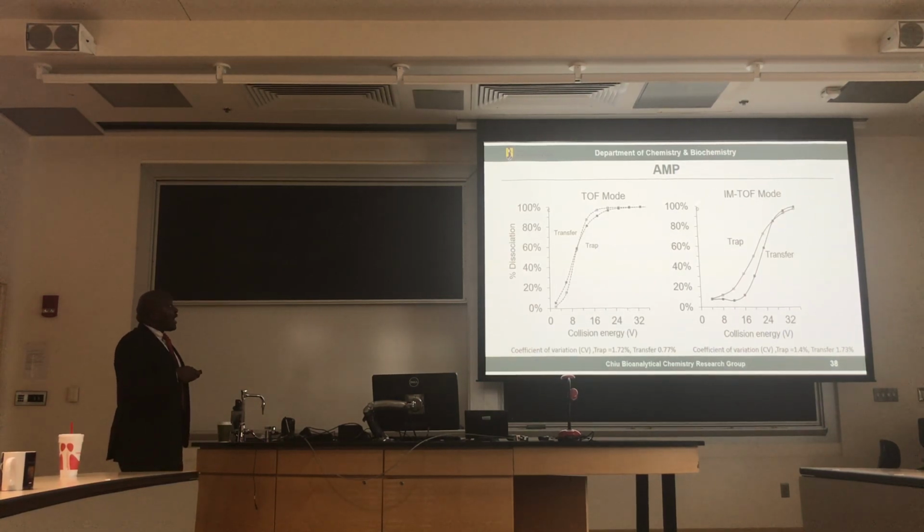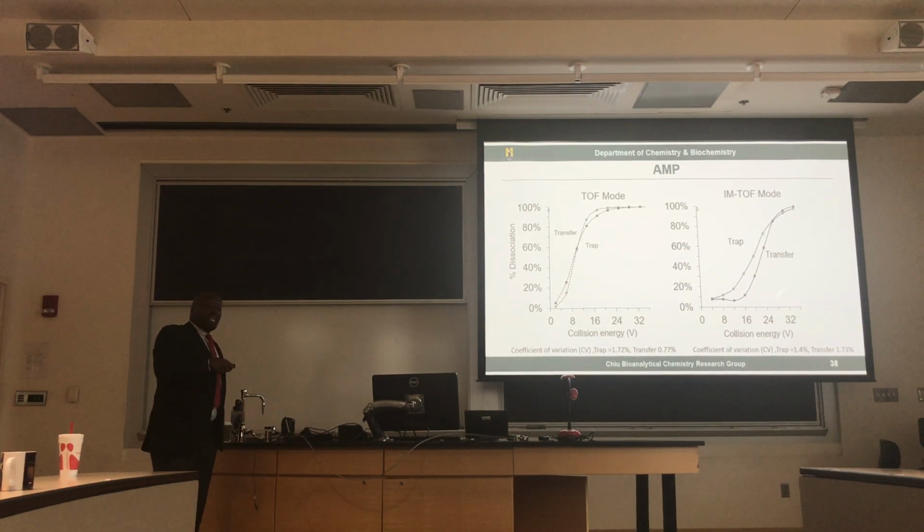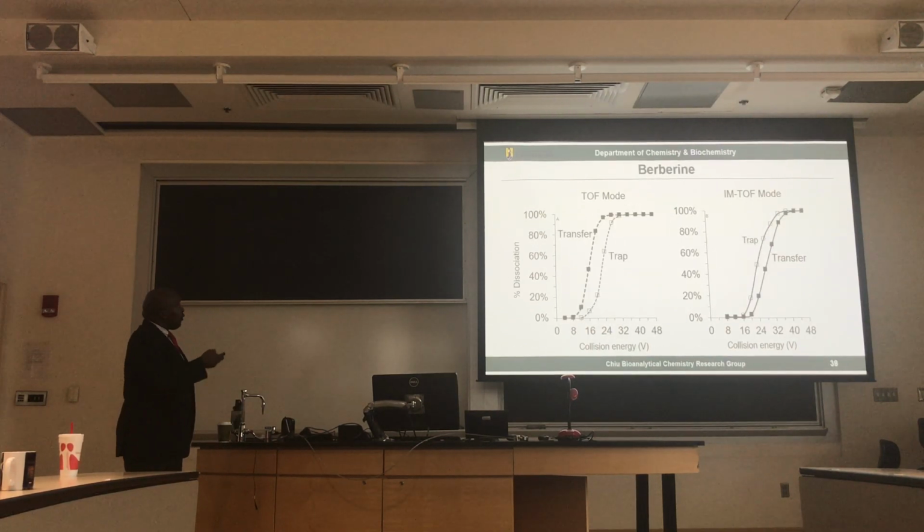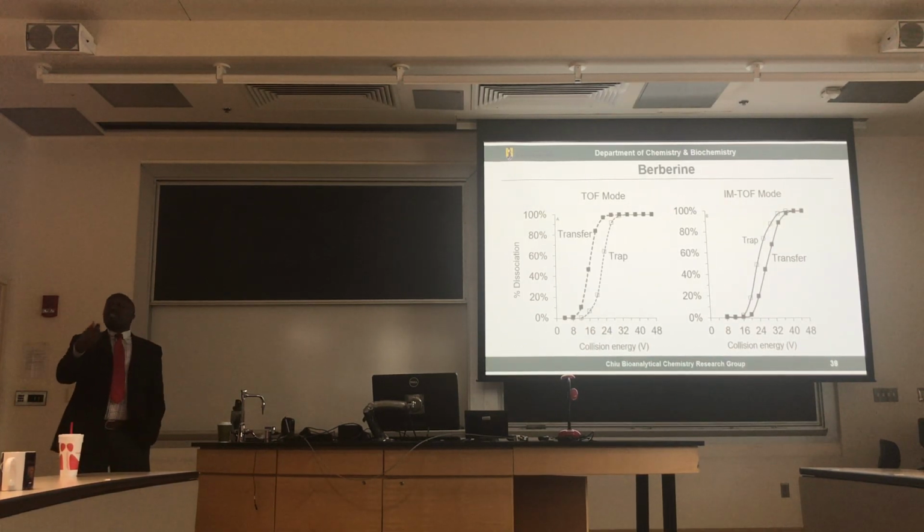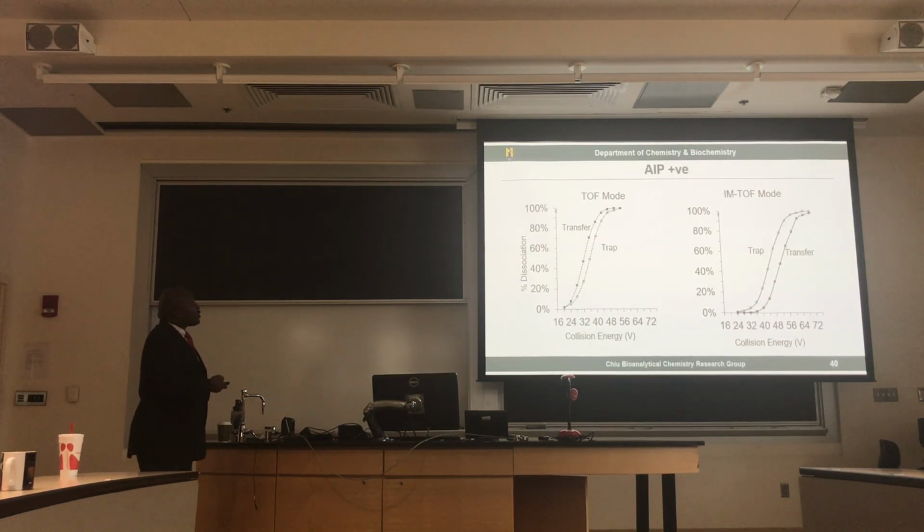So if you turn it into ion mobility mode, remember in ion mobility mode, there is flow of the gases. You require more energy in the transfer cell to acquire the same percentage dissociation than you would in the trap region. So this was replicated for all the 3 molecular ions that we used. Remember, we used berberine and then we used AIP.